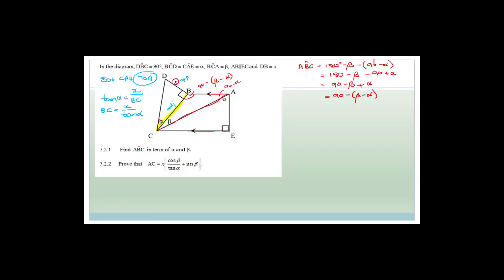At this point, I'm getting quite excited because I'm seeing there's an X and there's a tan alpha, so I'm feeling like we're getting somewhere with this. Now we've got the BC, and we want to get the AC. They've already asked us to work out what this angle is, so I'm thinking we need to use a sine rule.